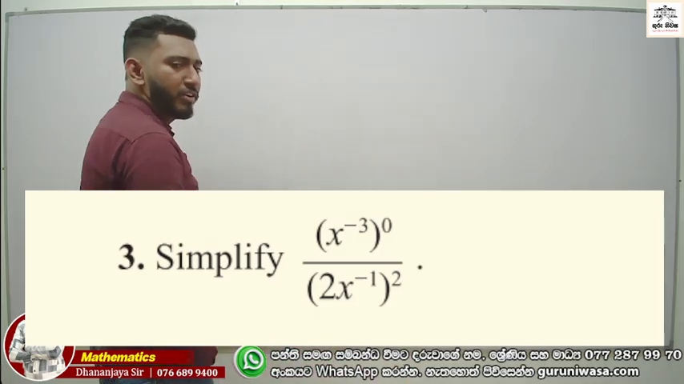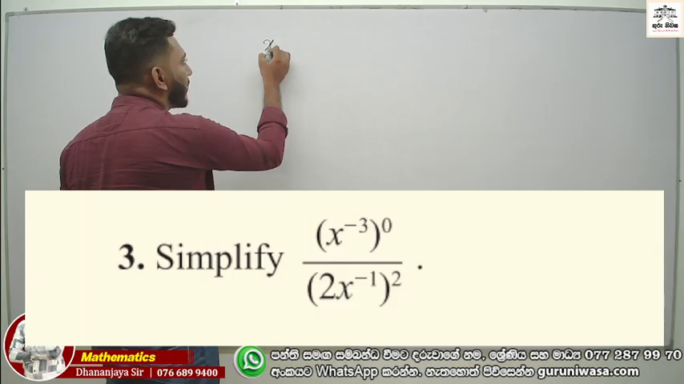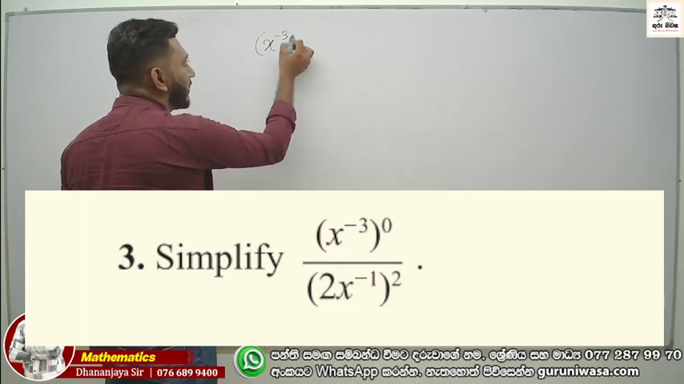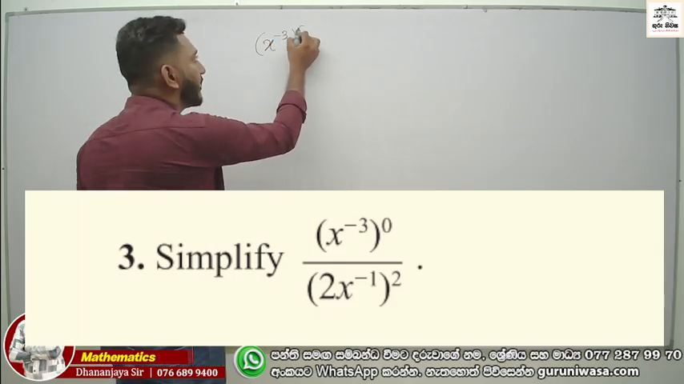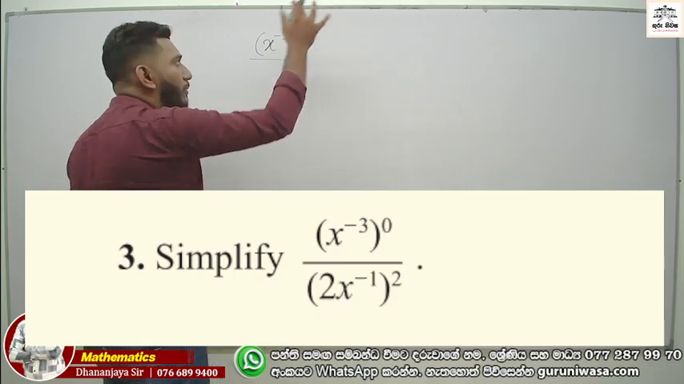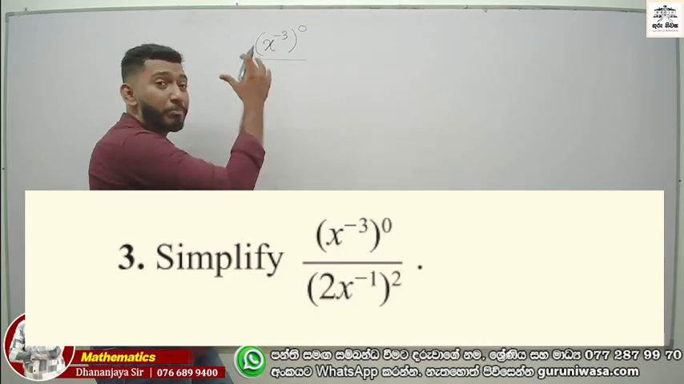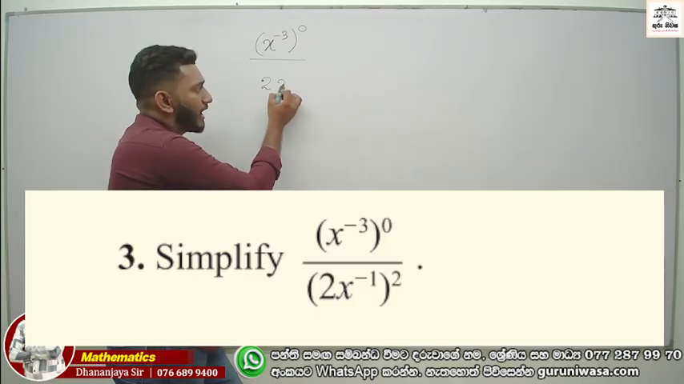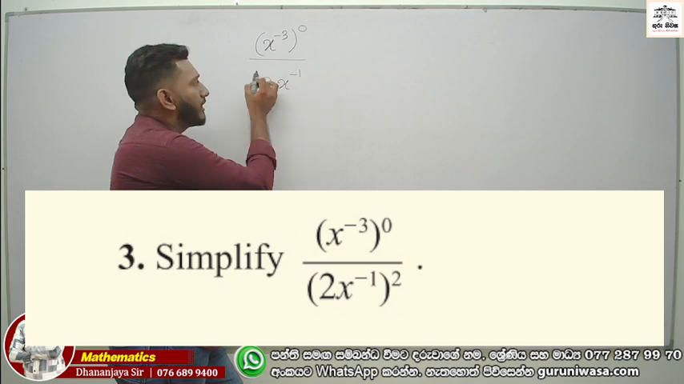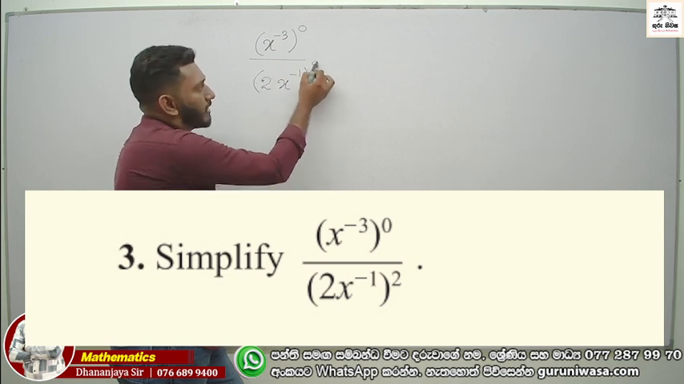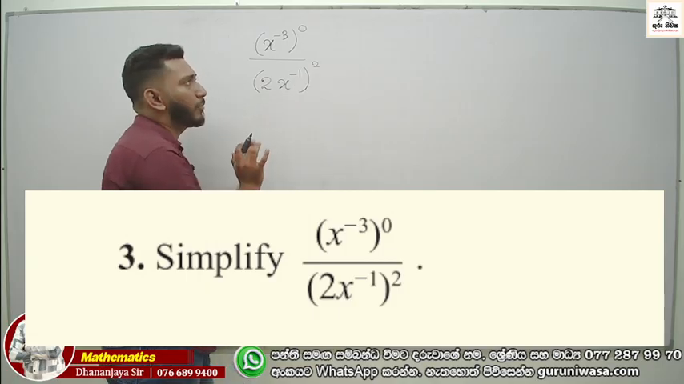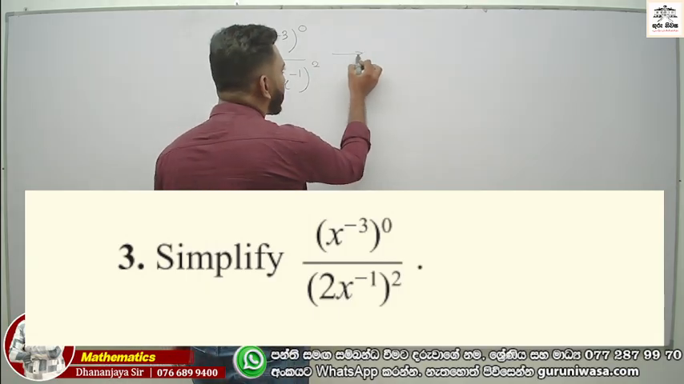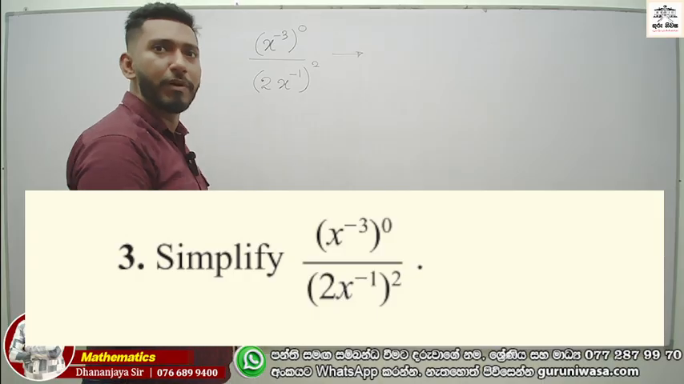Right. Now I'm going to discuss. Now look at this. x to the power of minus 3, and to the power of 0. We call this power of power. And this one is 2x minus 1 to the power of 2, and this one is also power of power. Now I am going to simplify the power of power.